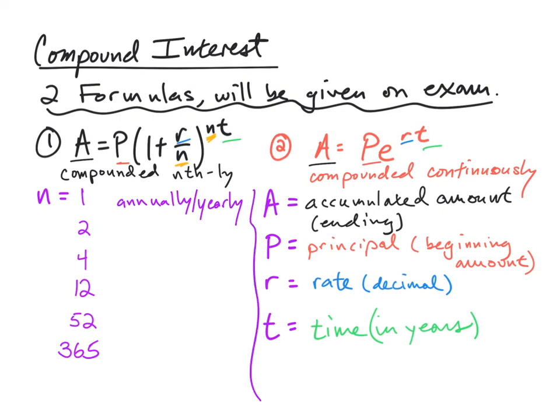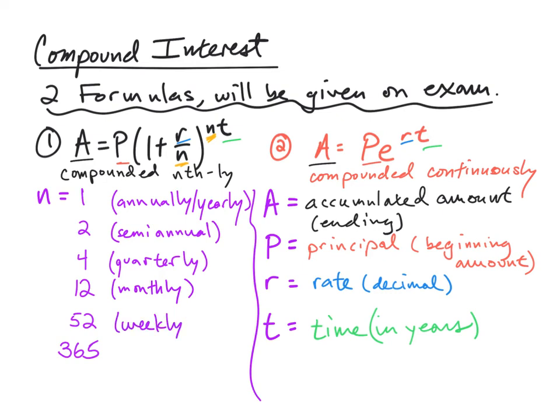If something happens twice a year, we could say that to be semi-annual. 4 times a year would be quarterly. There are 4 quarters in a year. If something happens 12 times per year at equally spaced intervals, we could assume that that would be called monthly. Here we have weekly, and the last one would be daily.